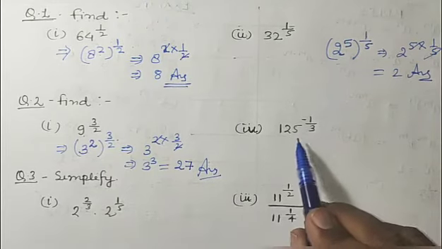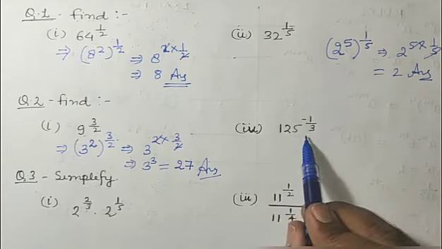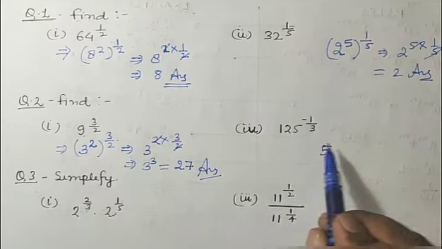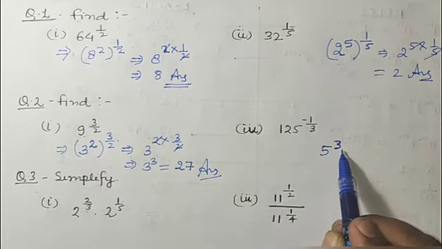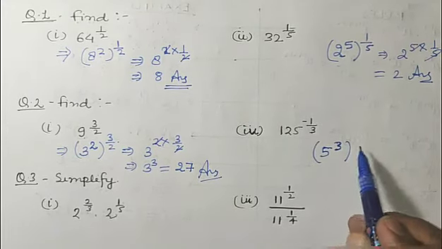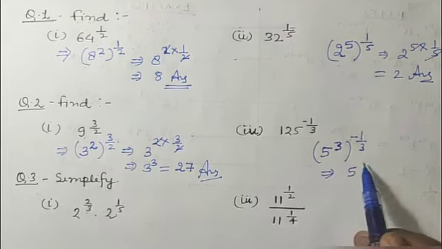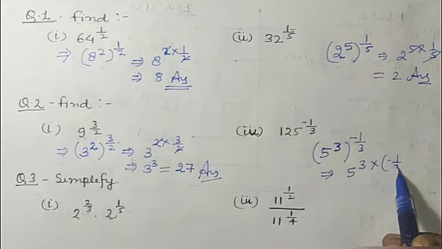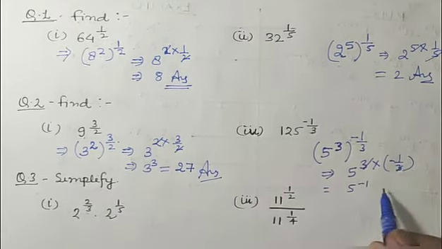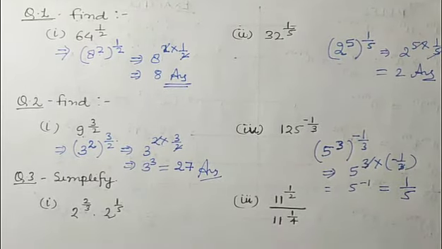Next part is 125 to the power minus 1 by 3. We will try to write 125 as a cube, because the cube is in the denominator. So we can write 125 as 5 cube. 5 5s are 25, 25 5s are 125. And the power is minus 1 by 3. Power and power, so the powers will be multiplied. 3 into minus 1 by 3, the 3 and 3 will cancel out. Only 5 to the power minus 1 is left. 5 to the power minus 1 means you can directly write it as 1 upon 5.